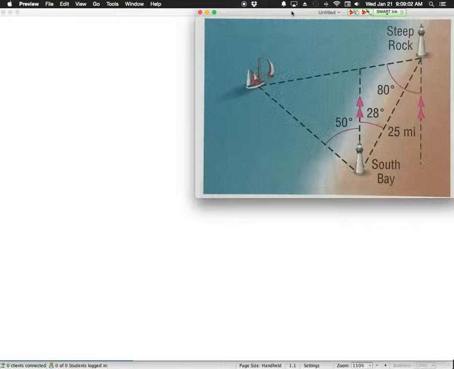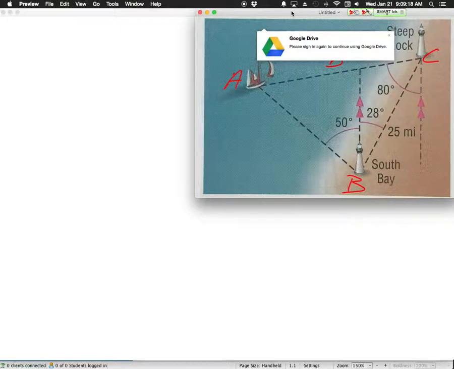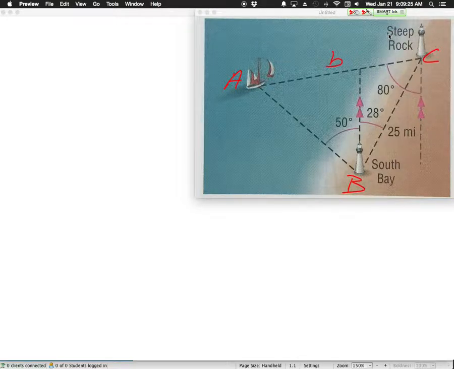So let's say that's A, let's say this is B, and let's say that's C. Now that we've labeled those angles, let's label the sides. What does this top side need to be labeled as? B. How do I know it's B? It's opposite of angle B. What is this side on the left? C, and that means the side on the right is A.